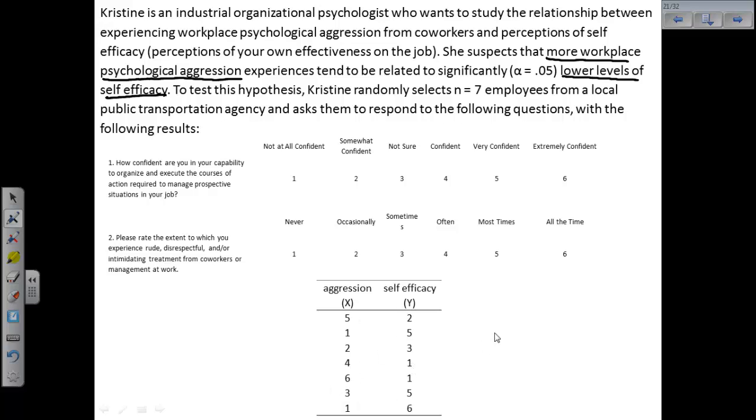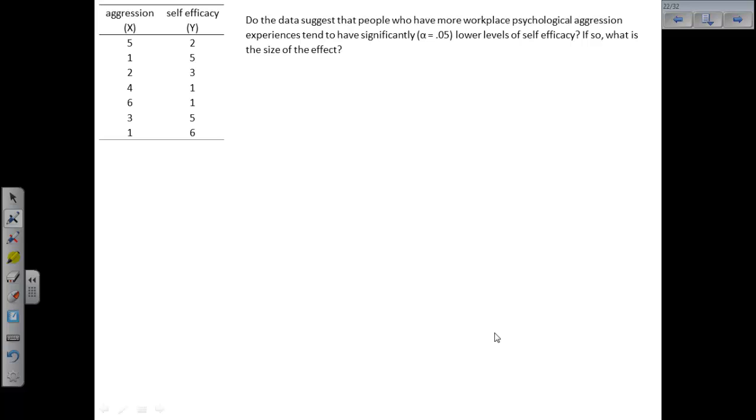Here are their ratings on aggression and self-efficacy. So let's go ahead and do all the steps of a hypothesis test. Let's start with step 1. I'm going to state my alternative first, because with a one-tailed test, it's a little bit easier to do it that way.